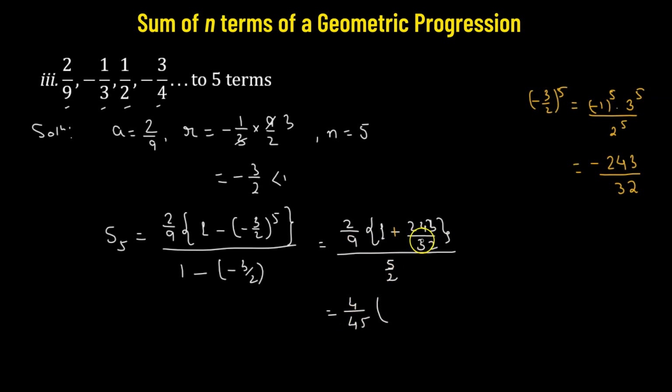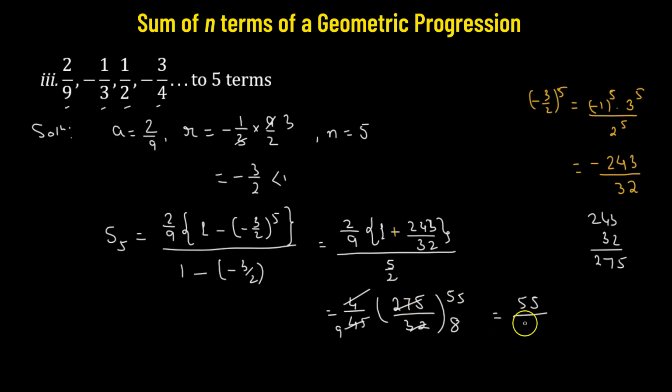And this is multiplied to the numerator part, so we have 243 added to 32, so that's 275 divided by 32. Now 4 times 8 is 32. Then we have 5 times 9 is 45. 5 times 5 is 25, so 55 times 5 is 275. So this is going to give us the final value. 55 divided by 9 times 8 is 72. So our value, the sum up to the 5 terms will be 55 over 72.